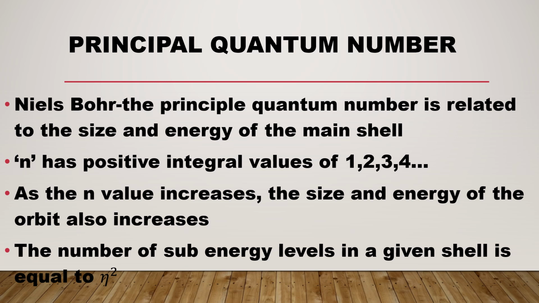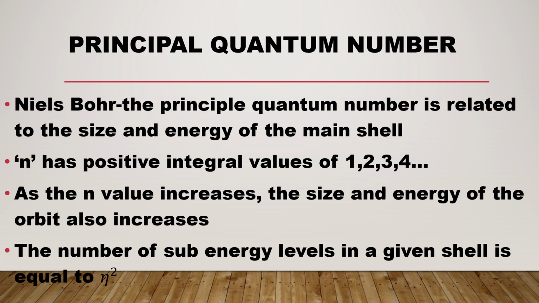Now we discuss the different quantum numbers and their possible values. First one, principal quantum number. Niels Bohr proposed this quantum number. The principal quantum number is related to the size and energy of the main shell. n has positive integral values of 1, 2, 3, 4 and so on.